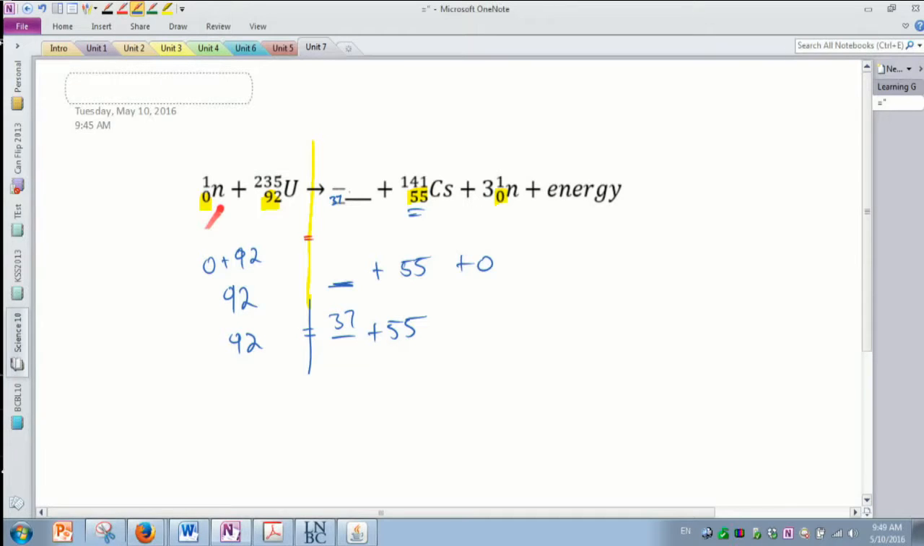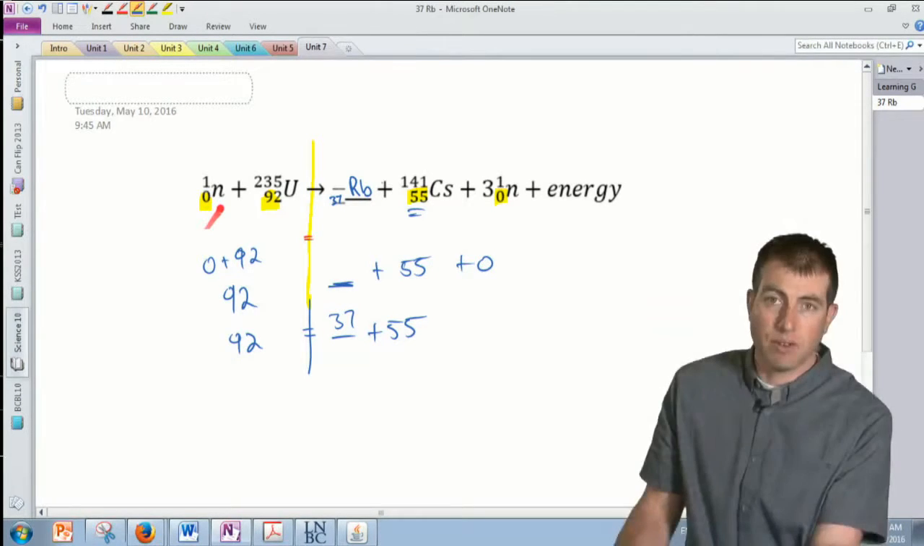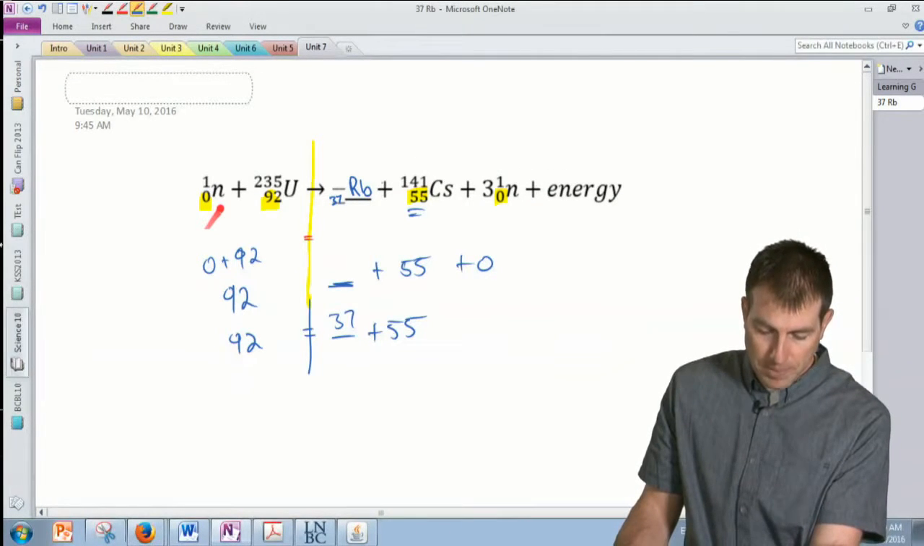And if you recall, the number of protons tells us what element we're dealing with. So if I look on my periodic table and I find element number 37, I can see that that is indeed rubidium. So rubidium has 37 protons. So that's kind of the first half of the question, and well done, Ava, for getting that one.